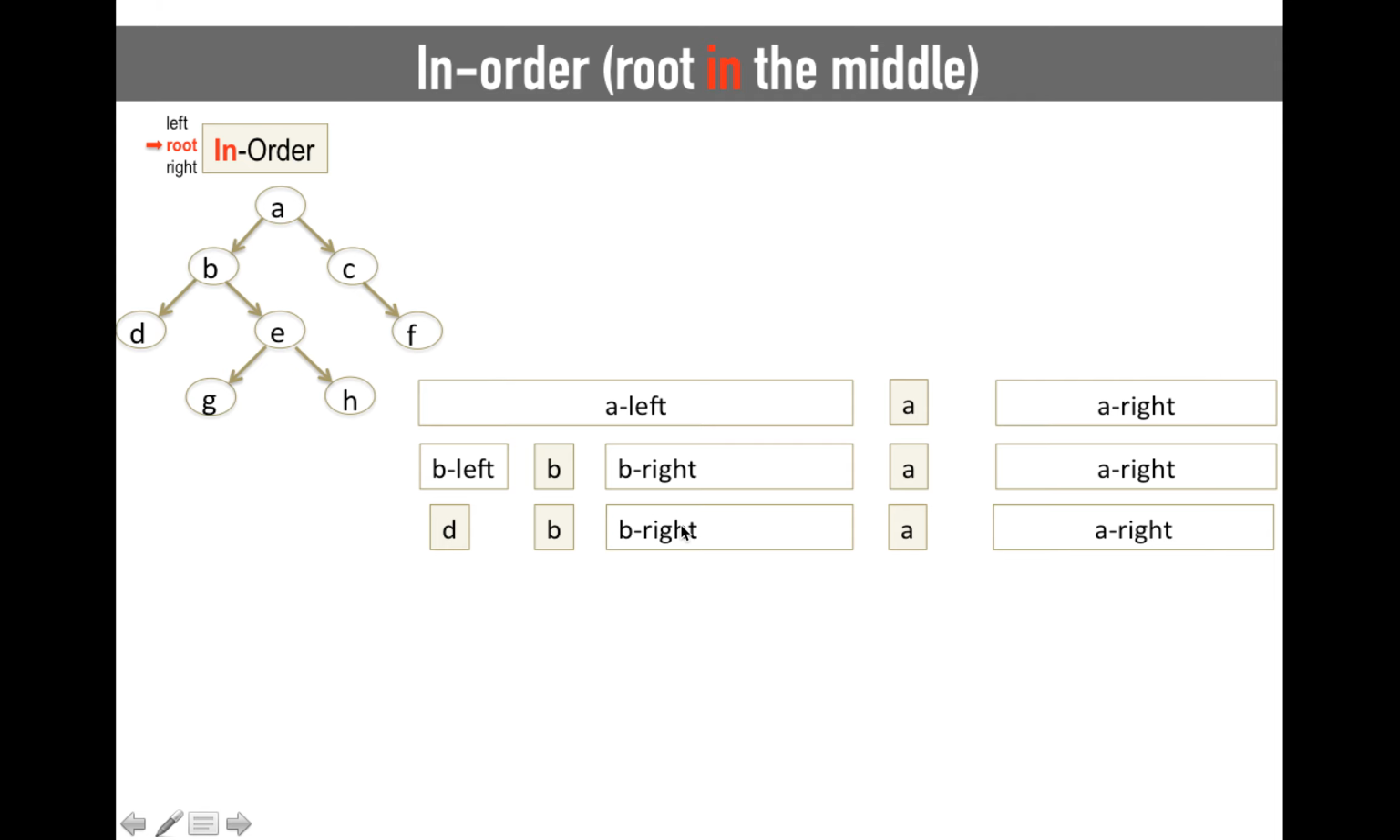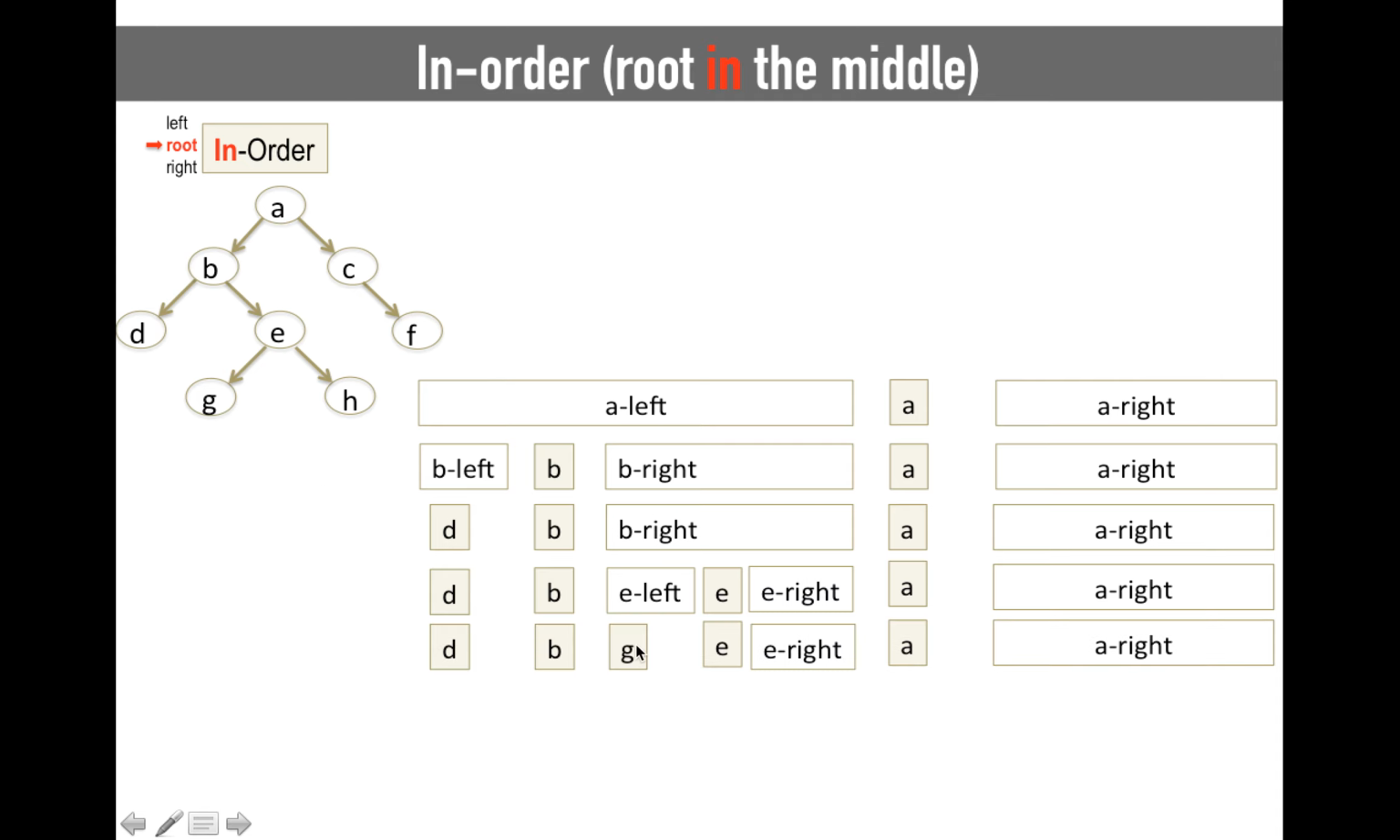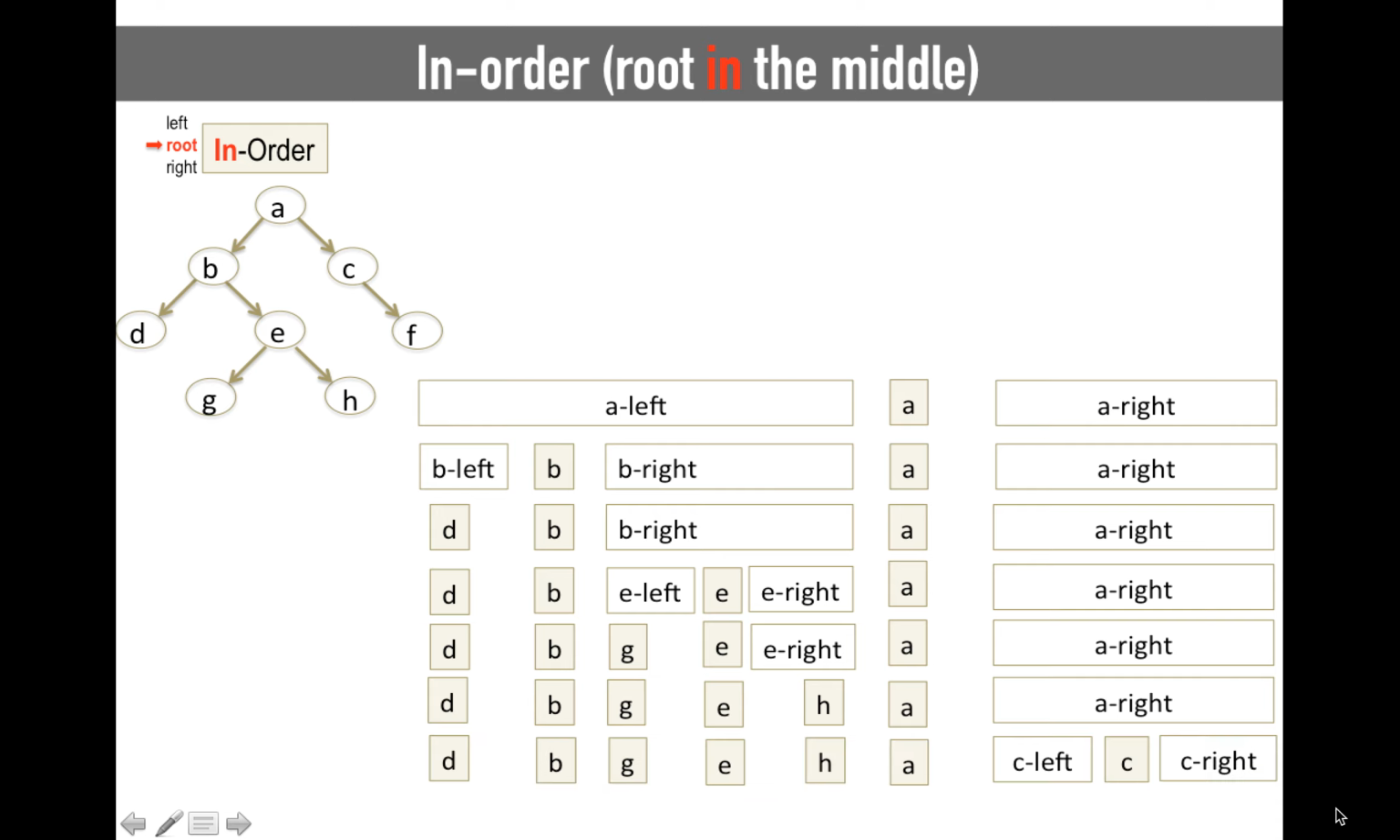Let's go here, root goes in the middle, so E is going to appear here in the middle, left and right. Let's go here, G is going to appear in the middle, but there's no left and right, so we don't write anything. E right, this is H. And we have finished with the left subtree. Let's go for the right subtree. Root goes in the middle, so this is C, left and right. There's no C left, and C right is F. And then you have the order of in-order traversal.